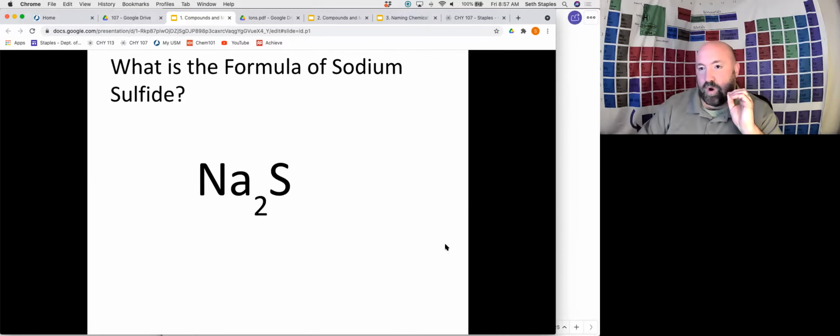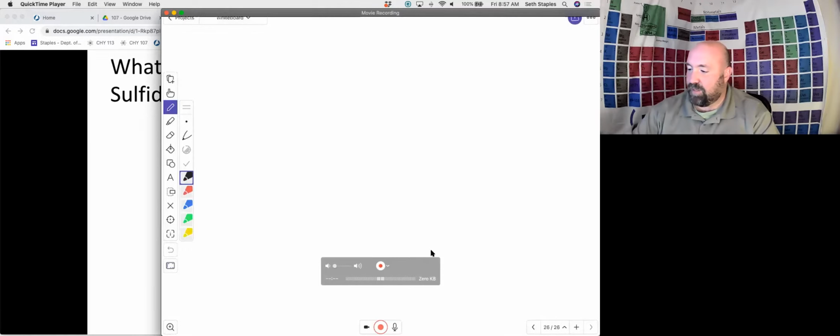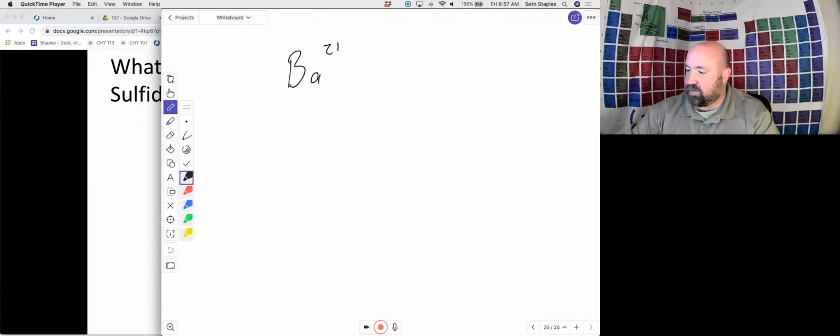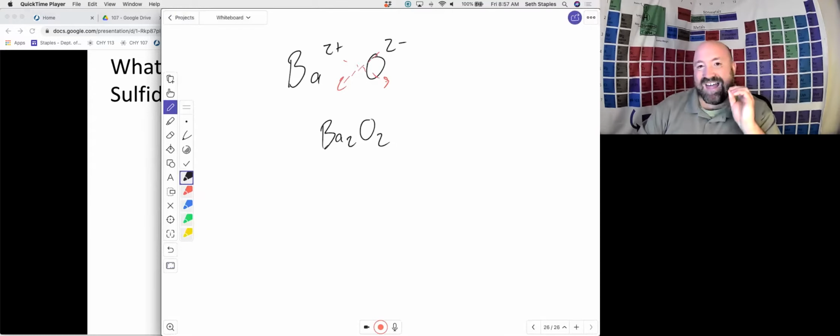The crossover rule will work, but you have to be aware of one thing. Remember, we're always looking for the lowest whole number ratio. So let's say you have barium 2+ and oxygen 2-. You would do your crossover rule, and you'd get Ba2O2. That's okay if you understand that that's an intermediate step. With an ionic compound, you would then always simplify it down to the lowest whole number ratio. We'll talk about covalent compounds in a little bit. You would not necessarily reduce down with a covalent compound. But with an ionic compound, you would always reduce it down to its lowest whole number ratio.